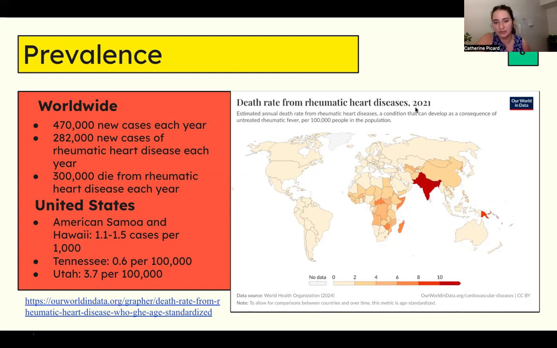And then this is just a heat map showing the cases worldwide with the stronger red colors being areas of more prevalence of rheumatic heart disease as of 2021.